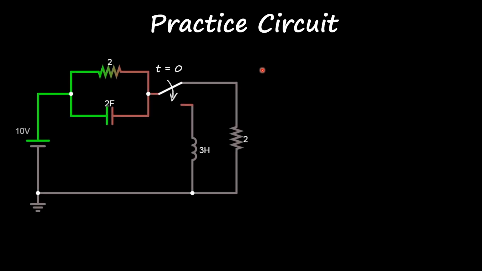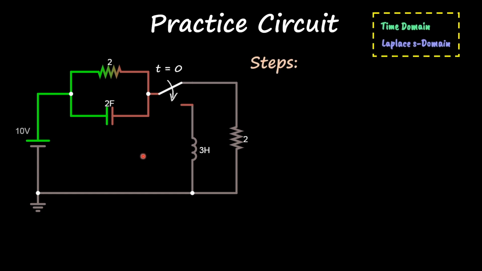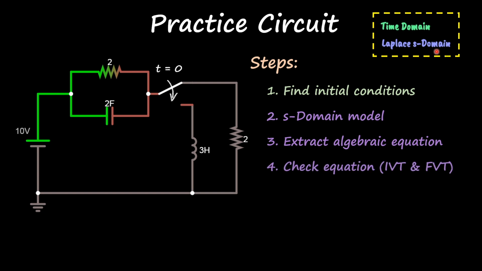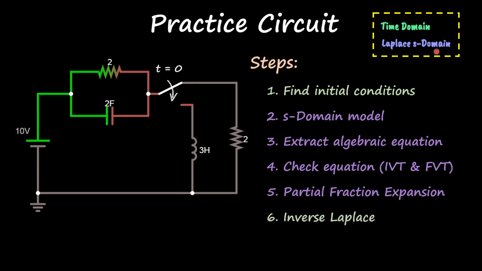The circuit that we're going to be using is this one, and I'm going to follow a set of steps to get the answer for this circuit. The steps highlighted in green are done in the time domain, and if they are in purple it means I'm in the Laplace domain. We're going to start by finding the initial conditions, then go to the S-domain model, extract the algebraic equation, and check if that equation is correct or wrong. If it's correct, we do the partial fraction expansion, which prepares our equation to take the inverse Laplace, and at last we plot and validate our answers.